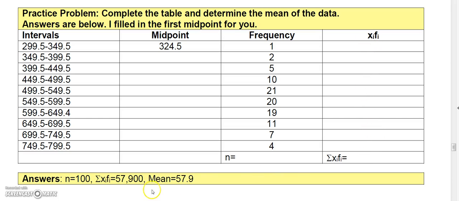These sums should add up to 57,900, and then when you divide by 100, you get 57.9. Actually, that would be 579 if you divided this by 100. So go ahead and check it, but I believe that's really going to be 579, not 57.9.